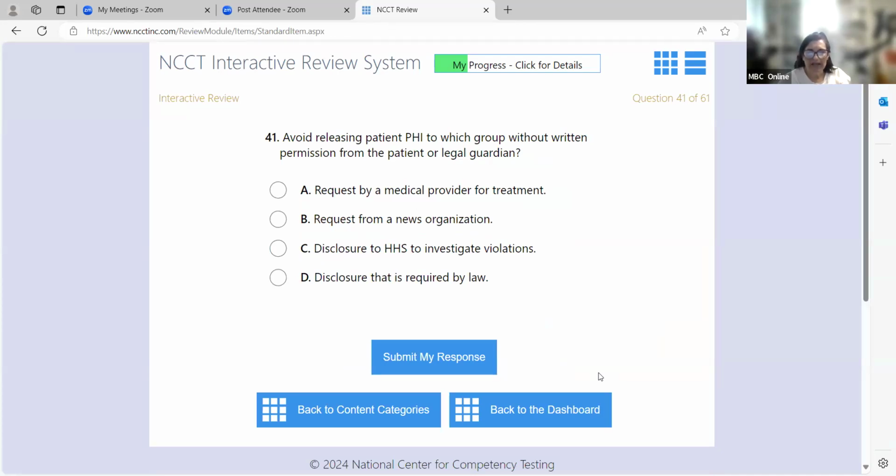Avoid releasing patient PHI to which group without written permission from the parent or legal guardian? A request by a medical provider for treatment, request from a news organization, disclosure to HHS to investigate violations, disclosure that is required by law.